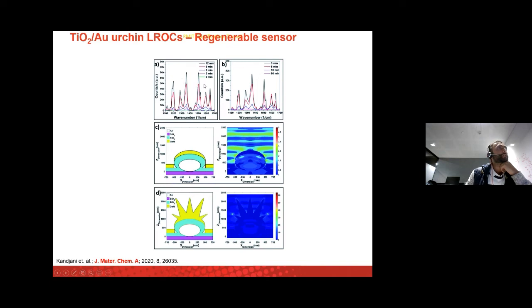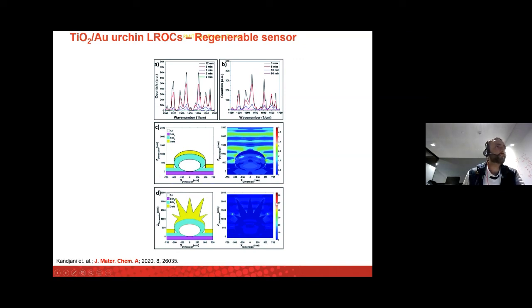And what we saw is that the higher the electrodeposition time of the spikes, of course, we get an increase in SERS response. We found our optimum conditions there, and we used it for regenerable SERS. On the right side, what you see is the cleanup of the surface when you expose it to UV, and we monitor that with the SERS response.